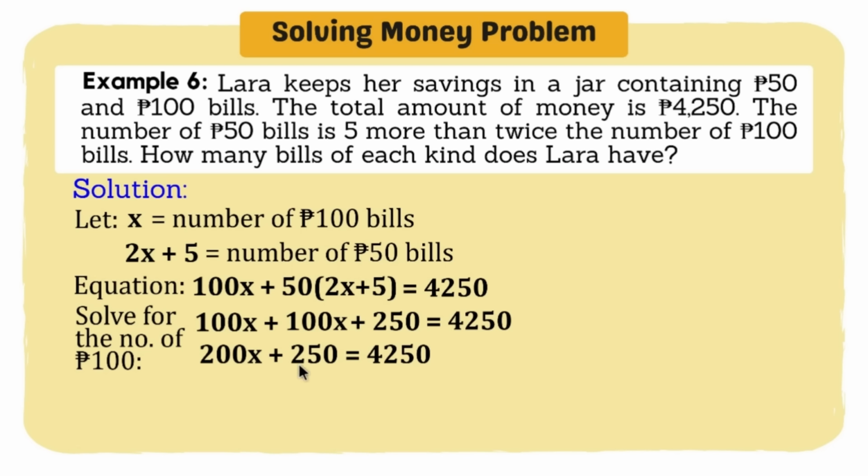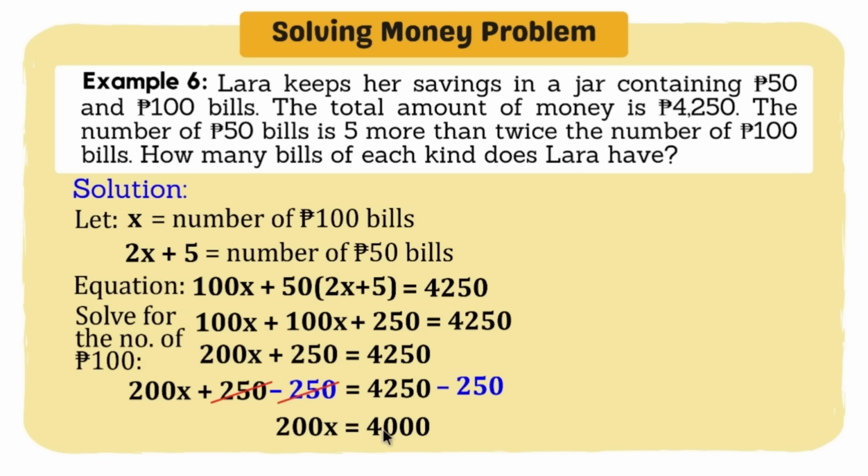Now, we can remove 250 here by subtracting itself, 250. So, magiging 0. Sa kabila naman, we can subtract it again by 250. Therefore, magiging 4,000 na po siya. And then, here, we can divide 200x by 200, both sides. Therefore, our x will be 20. 4,000 divided by 200 is 20. Ano po yung 20? Yun po yung number of 100 peso bills.